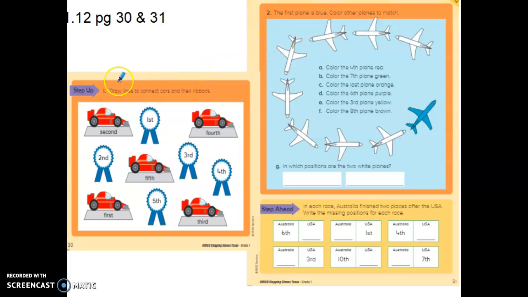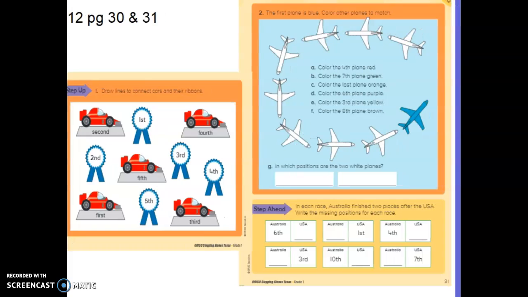Now on the bottom half it says draw lines to connect cars and their ribbons. Okay, so this ribbon says first. It's got the number 1 on it, so I need to find the word form first. Oh, found it. So you're going to draw lines connecting the ribbon to the position.